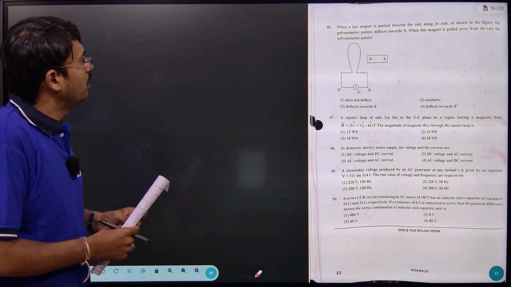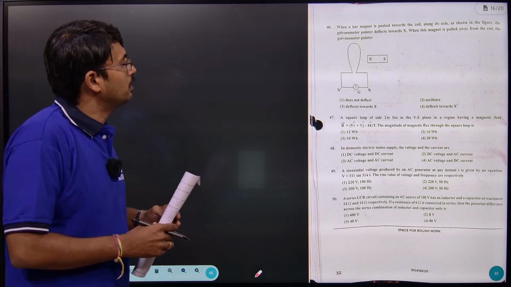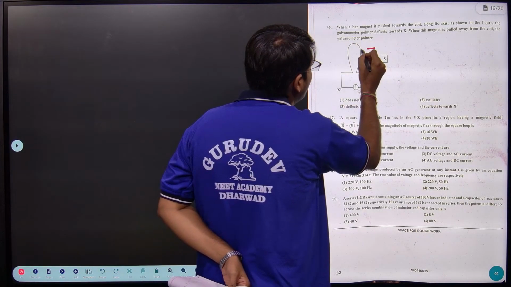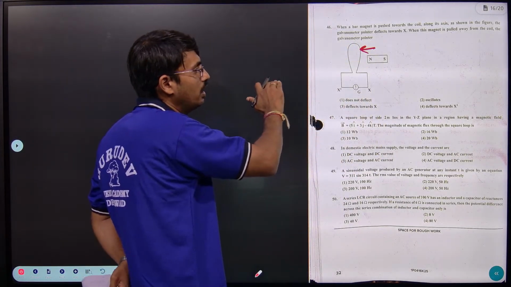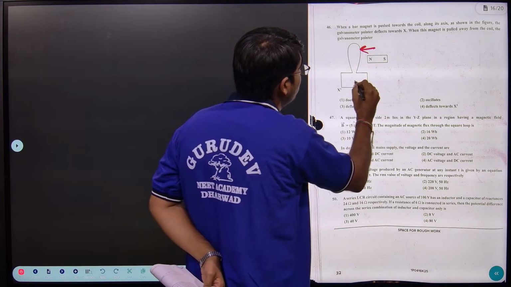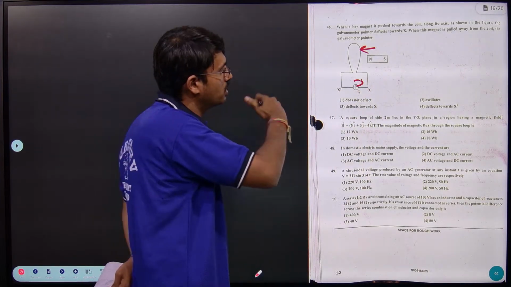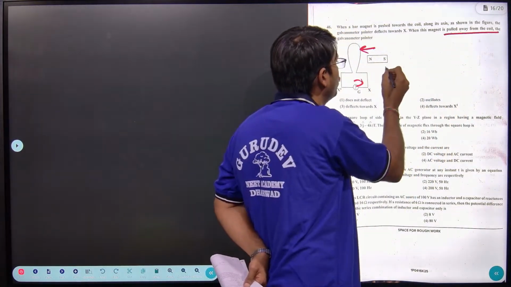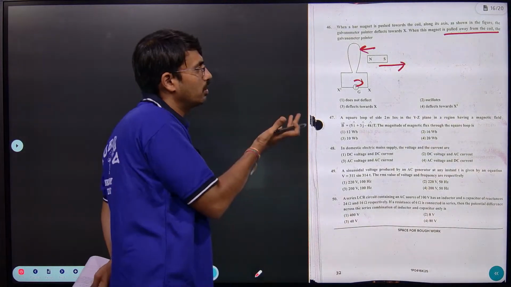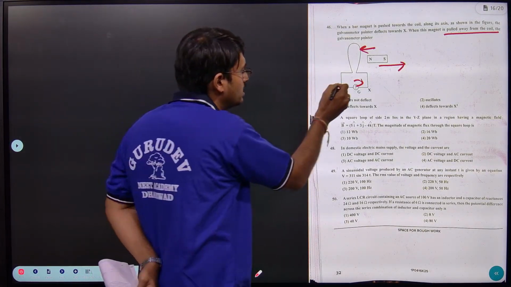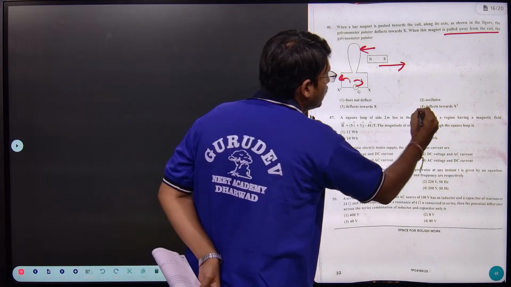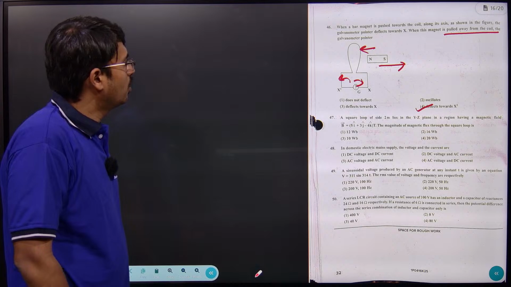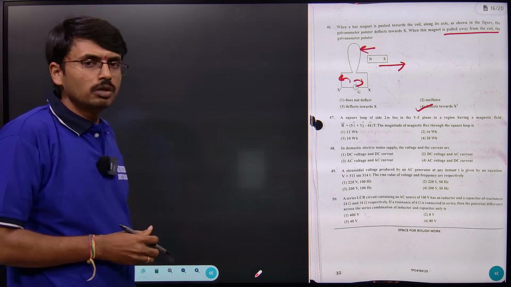So next question is based on the chapter EMI, electromagnetic induction. What is the question here? A bar magnet is pushed towards the coil. If the bar magnet is pushed towards the coil, they have given that it shows the deflection towards x. Deflection is towards x here. And next, when this magnet is pulled away from the coil, that is moving in the opposite direction, the galvanometer deflection will be in the opposite way. So therefore it is deflecting towards x dash. So it's a very simple concept based question.